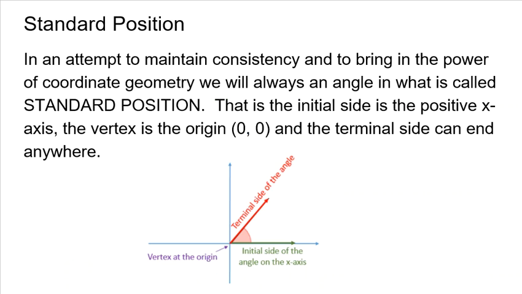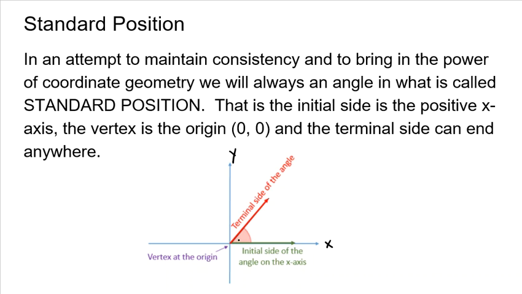But to be even more specific, in an attempt to really maintain consistency and to bring in the power of coordinate geometry, we will always draw an angle in what is called standard position. We're still going to think of the initial side and the terminal side, but we're going to put all angles from this point forward on an XY coordinate grid. So we're not messing around anymore. We have our standard XY axes. Standard position always puts the initial side on the positive x-axis, always. So all angles start on the positive x-axis.